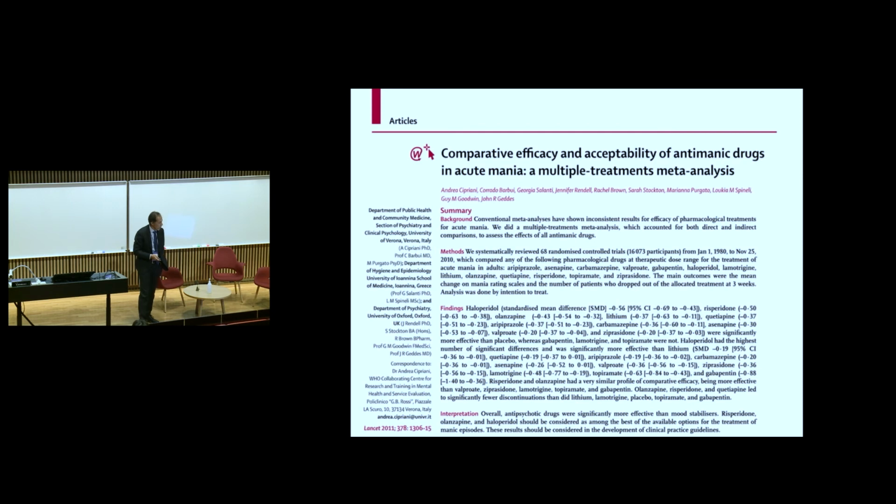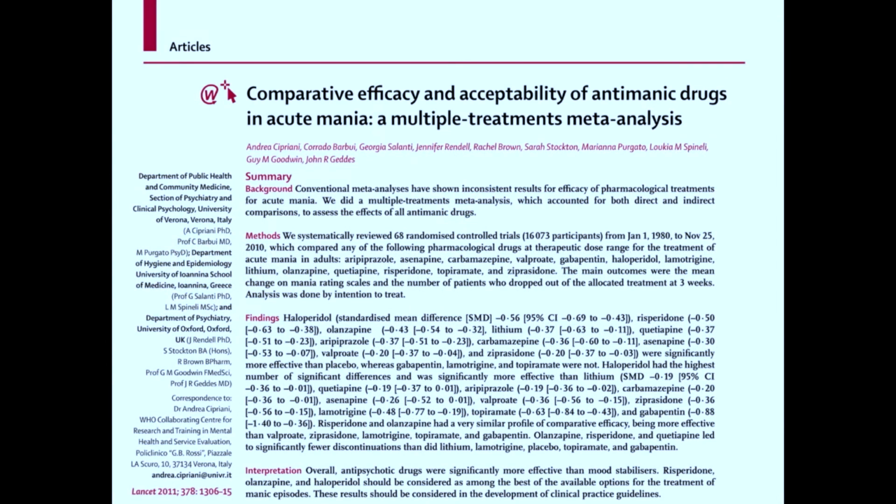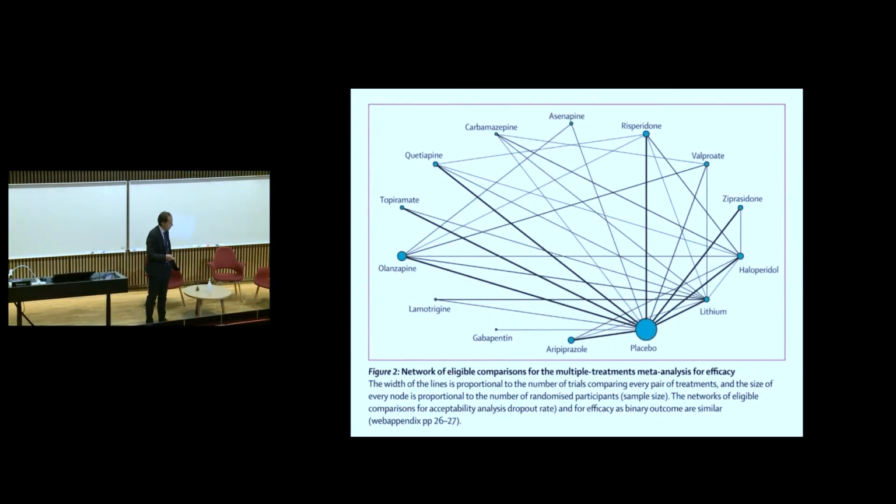Okay, so talking about the shape of the network, I'm trying to convince you that the first one was more connected, is this one. This is another paper we published in the Lancet about acute mania. And this is the network. You can see very, very different. We have fewer connections, all compared to placebo, but gabapentin, lamotrigine are not connected to aripiprazole, one of the newest, only a couple of head-to-head comparisons. So this is a terrible problem from a methodological point of view, because we cannot test consistency for all the comparisons. So we are on shaky ground.